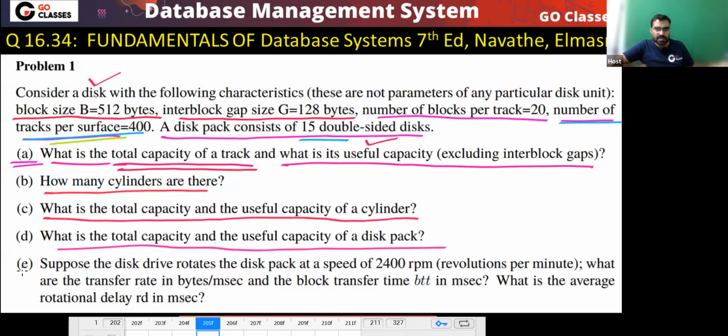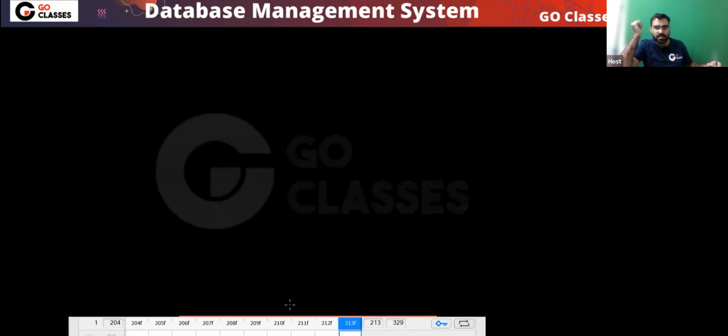Now let's see the next, part E. So see, in this single question, everything is there. Now let's see this. Suppose the disk drive rotates the disk pack at the speed of 2400 revolutions per minute. So first you tell me the average rotational delay.